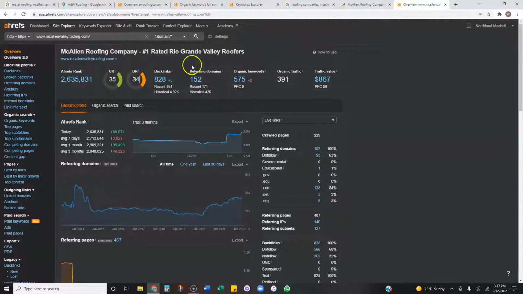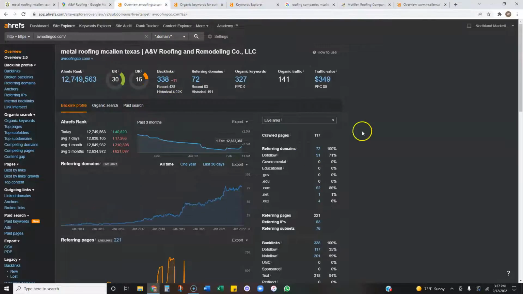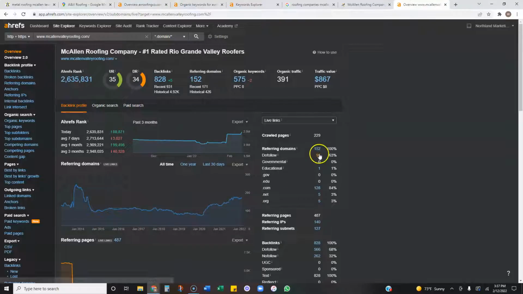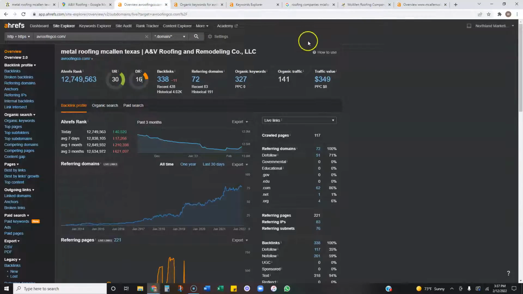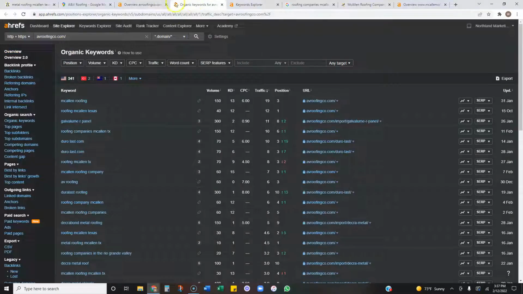They have 152 referring domains versus 828 backlinks. And, I think you guys had 51 do follow links. They have 95. So a little bit stronger, and they're getting a little bit more traffic, like almost 3 times as much traffic, but you are doing really well.